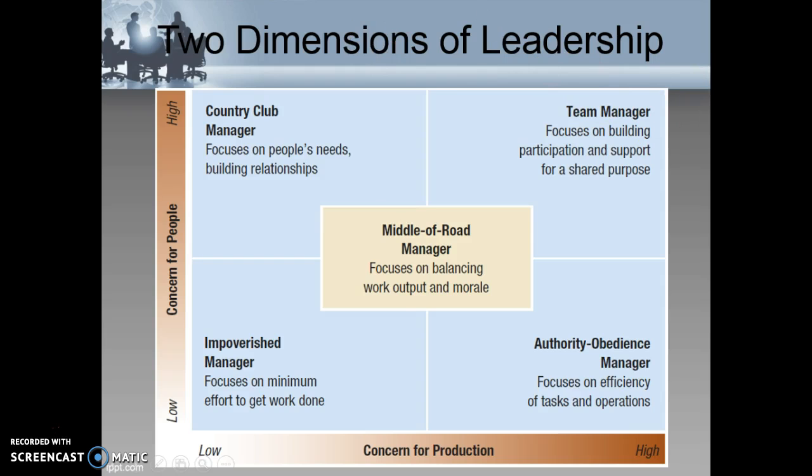A lot of managers are sort of middle of the road where they kind of try and balance all of those different styles. The idea here is that the style you choose can be dependent upon the situation that you're in. So in some situations, it's very beneficial to be a country club manager, and in others, it's very beneficial to be an autocratic style manager, and so on.